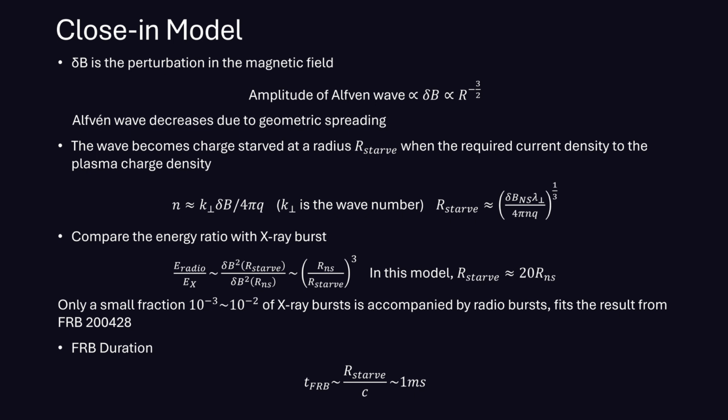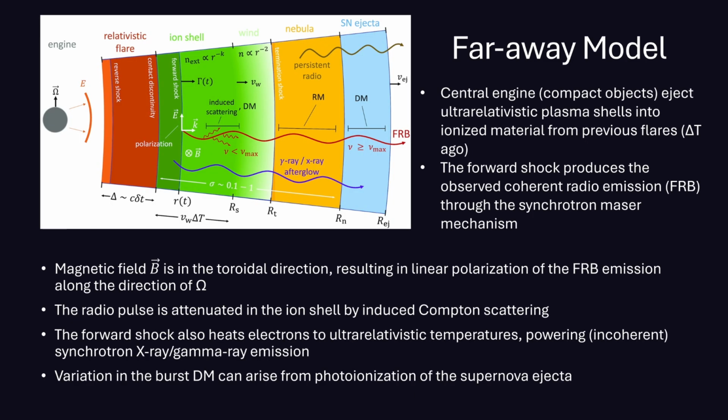On the other hand, there is another faraway model to explain the fast radio burst from a magnetar. In fact, this model even generalizes the central engine from a magnetar to any possible compact object able to eject relativistic flares. In this model, a blast of ultra-relativistic plasma is blown from the central engine, then collides with the ionized material from previous ejections. It forms a shock, and the forward shock wave will generate coherent radio emission by a mechanism called the synchrotron maser mechanism. The polarization of the fast radio emission is determined by the magnetic field in the toroidal direction, then reduced by Compton scattering. The X-ray emission can also be generated under this model.